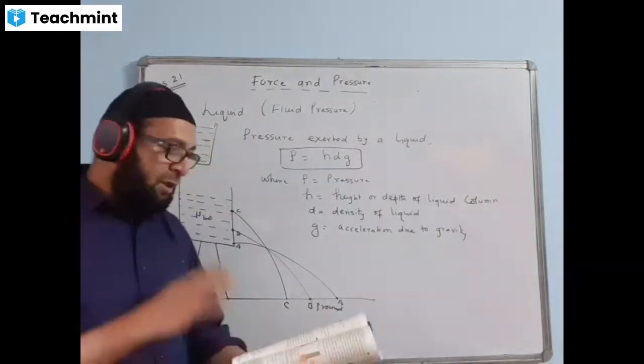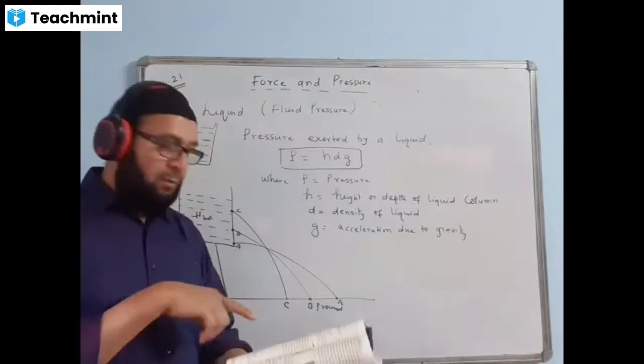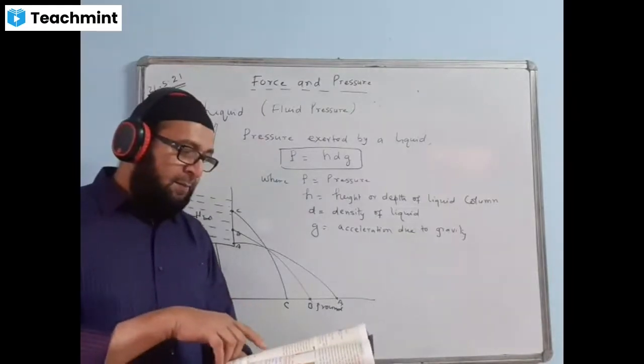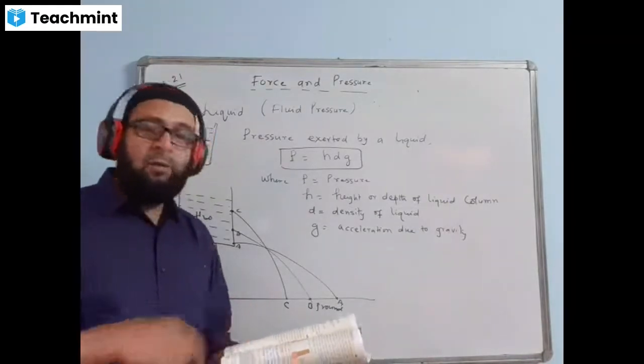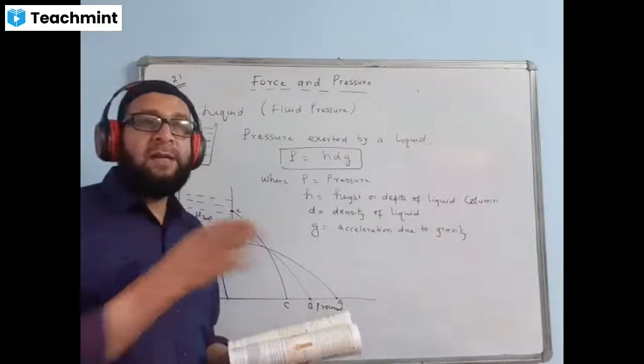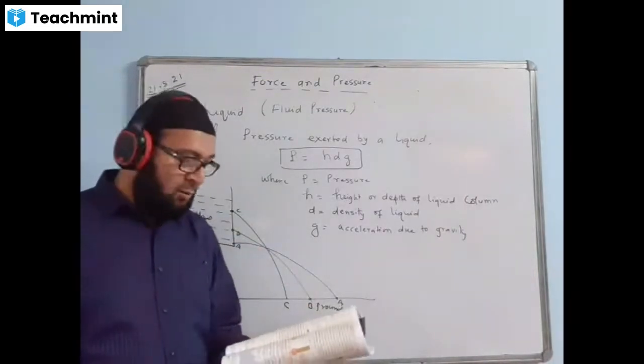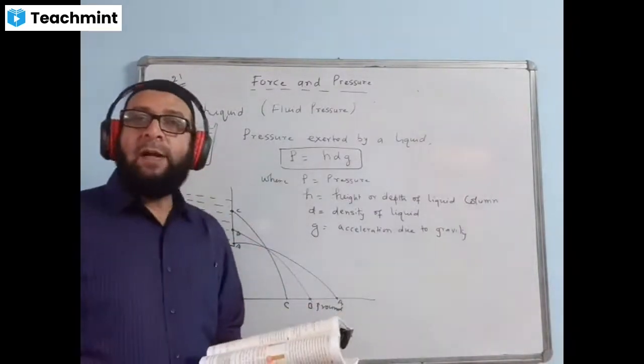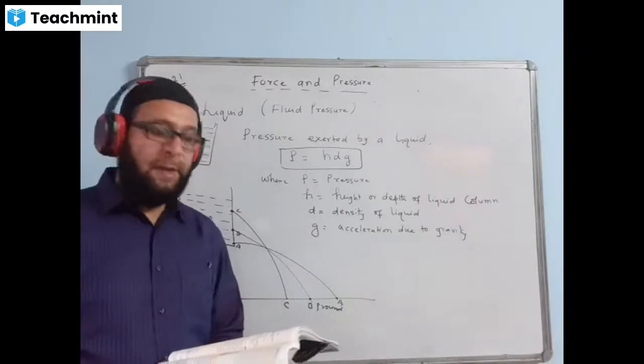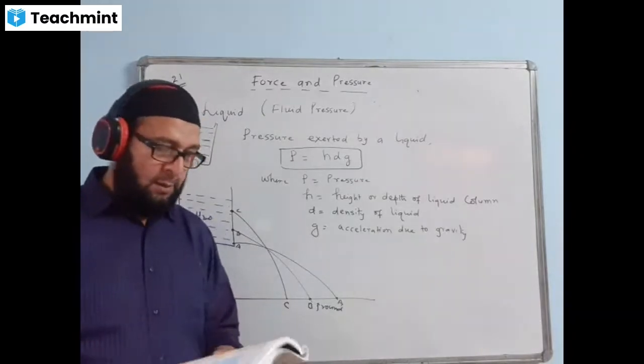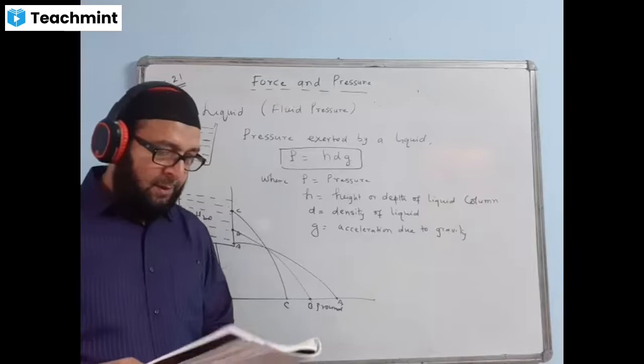Activity number 7, I already showed. No, this one. They are saying a container. There are 2 holes, A and B. Through which hole will the water strike the floor at the maximum distance? Through the hole at B, because the hole at B is at a larger depth, the pressure is large over there. I think you understood.